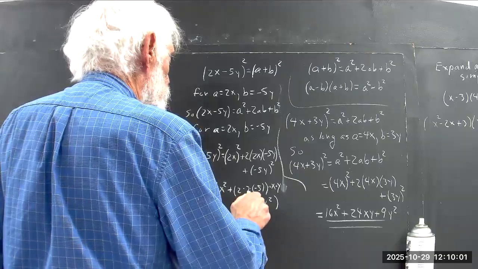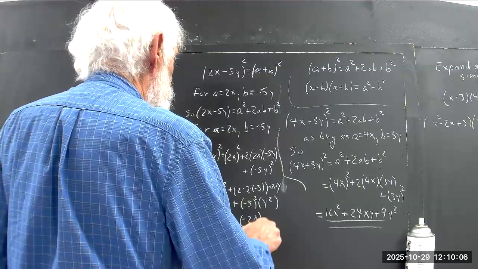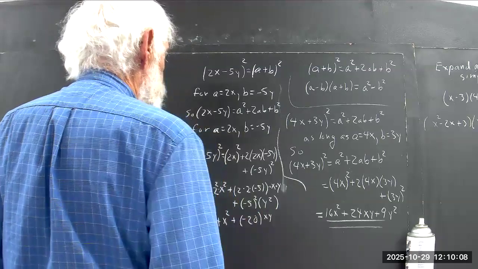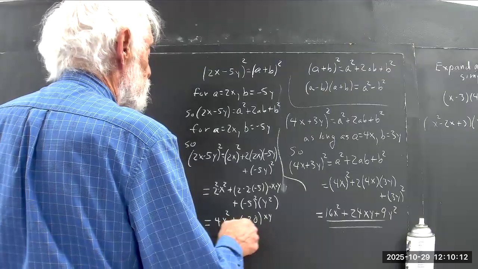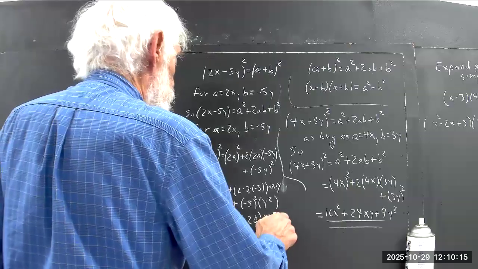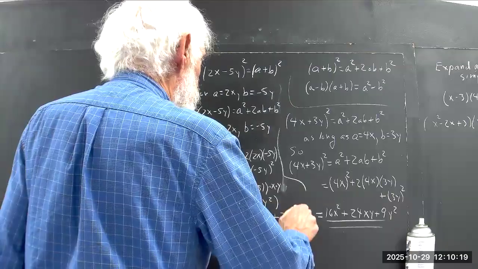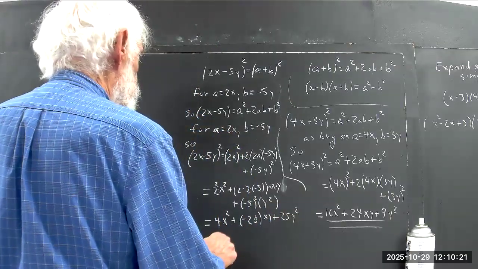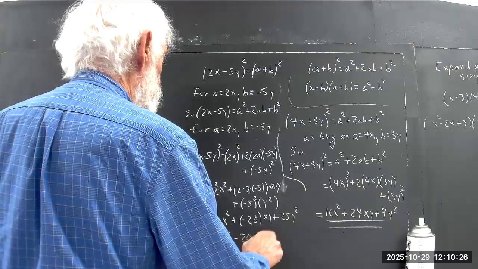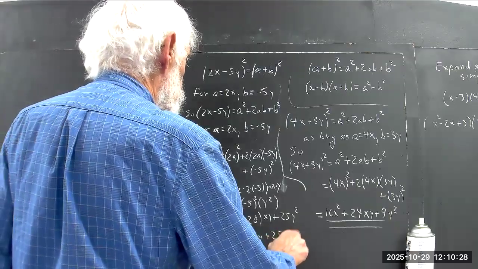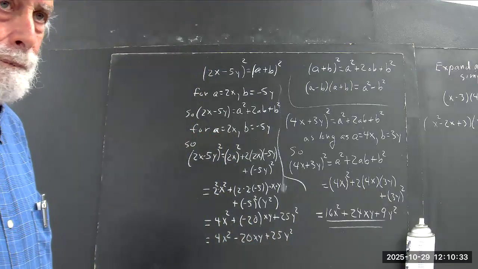Okay, well, anyhow, 2 times 2 is 4 times negative 5 is negative 20 times xy. I didn't really need the parentheses. Well, yeah, I do, because it's plus a negative 20. And then negative 5 squared is 25. And that's y squared. So we get 4x squared minus 20xy plus 25y squared. Now, how do you check this?